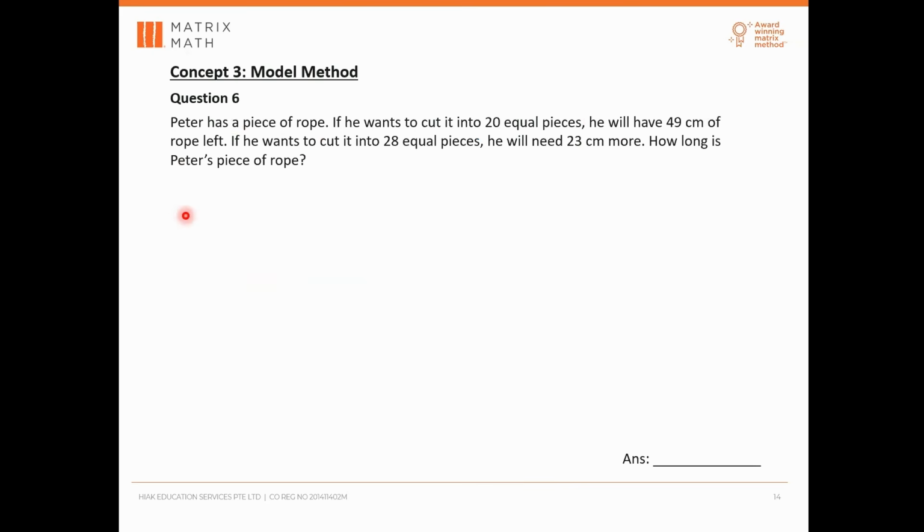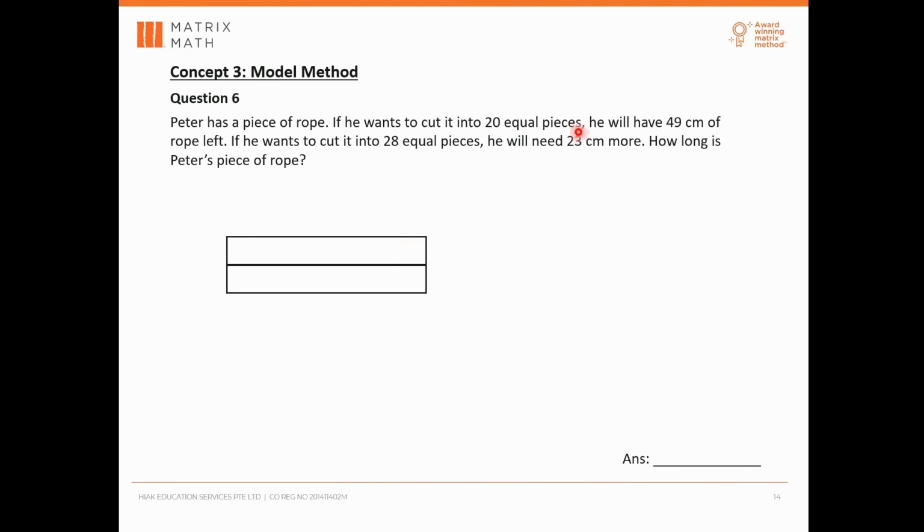Hey, this is the last question. Peter has a piece of rope. If he wants to cut it into 20 equal pieces, he'll have 49 cm left. If he wants to cut it into 28 equal pieces, he will need 23 cm more. How long is Peter's piece of rope? Okay, so he had a certain amount of rope, right? There are 2 different scenarios, so you draw 2 models.